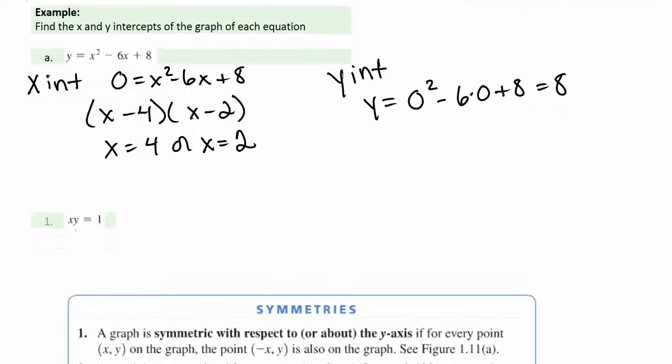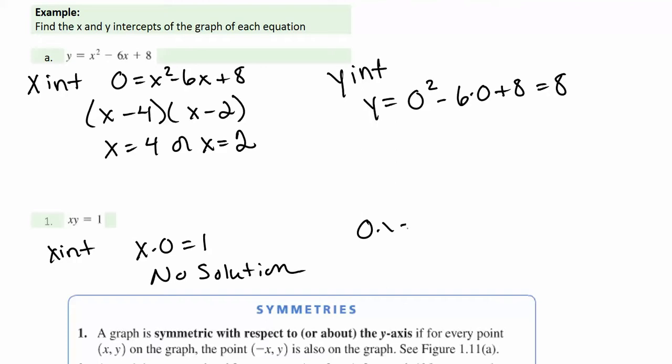Now on this next one, it's a little bit tricky. For the x-intercept, you plug 0 in for y. So x times 0 equals 1. When's that going to happen? Never. And the same is true if you plug 0 in for x, 0 times y equals 1, that's also never going to be true. So it doesn't always have to have a solution. No solution is a solution.